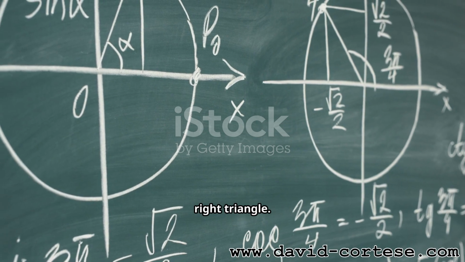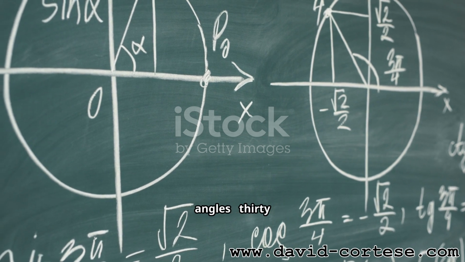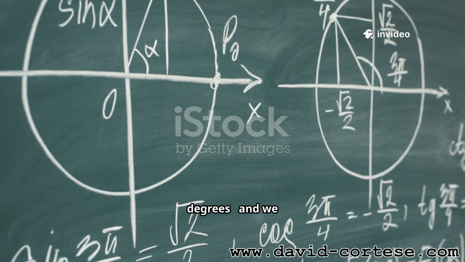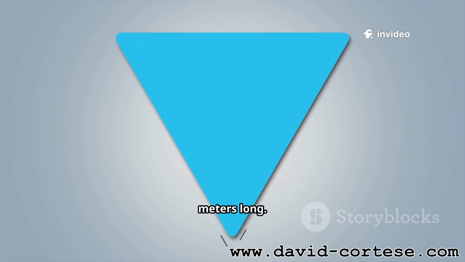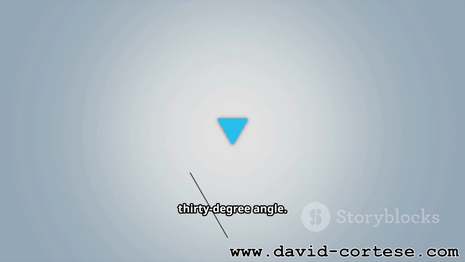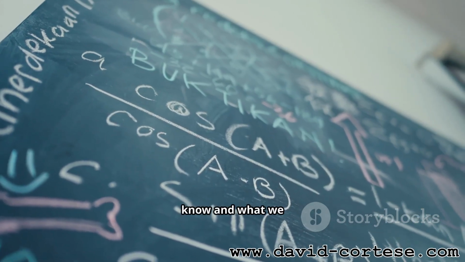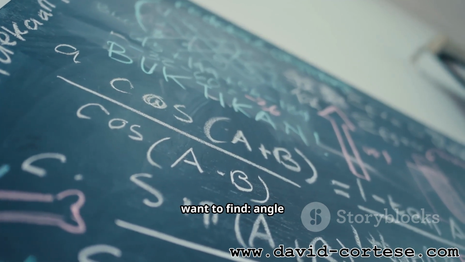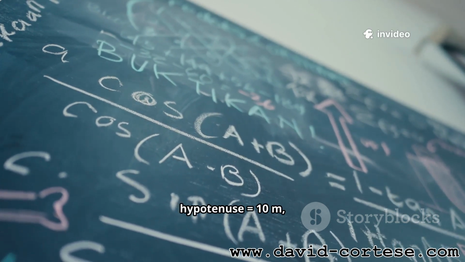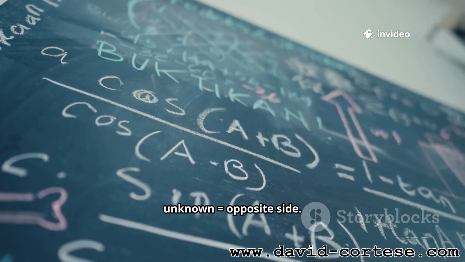Imagine we have a right triangle. We know the size of one of the acute angles, 30 degrees, and we know the length of one of the sides. Let's say the hypotenuse is 10 meters long. We want to find the length of the side opposite the 30-degree angle. First, identify what we know and what we want to find. Angle equals 30 degrees, hypotenuse equals 10 m, unknown equals the opposite side.